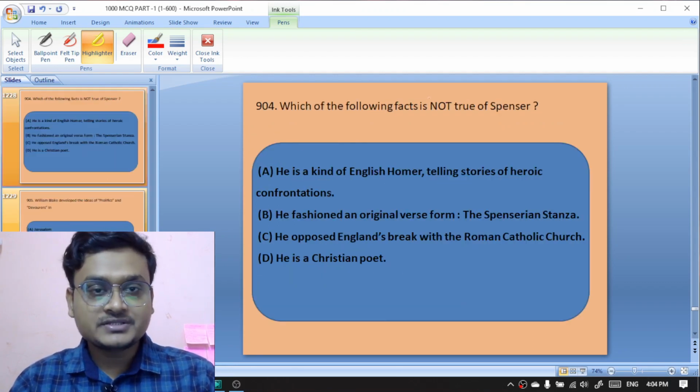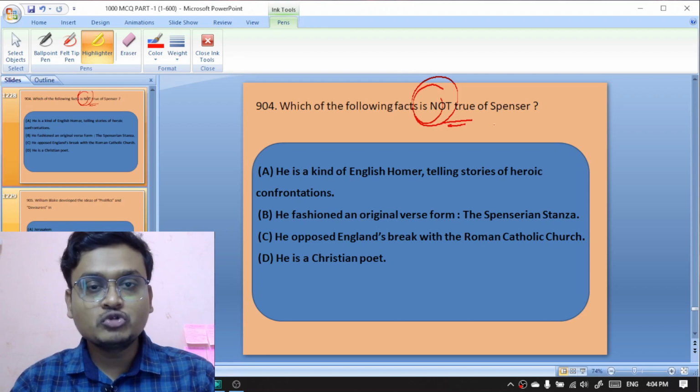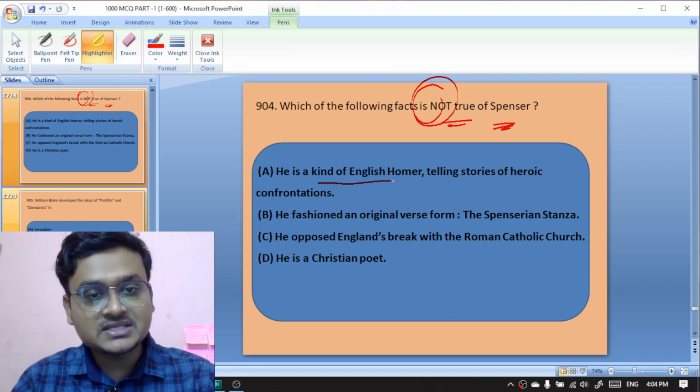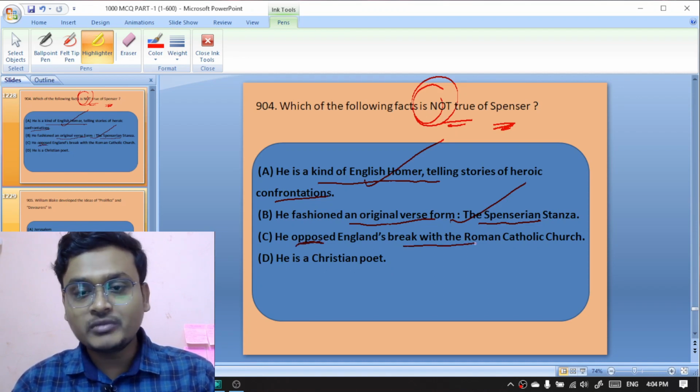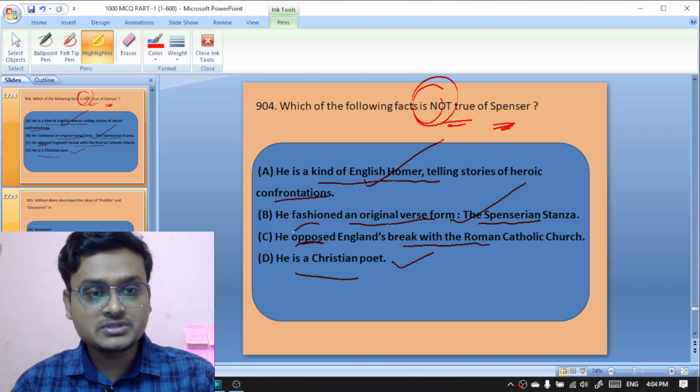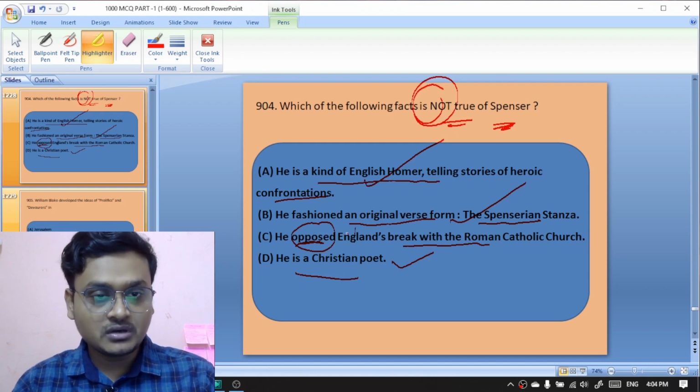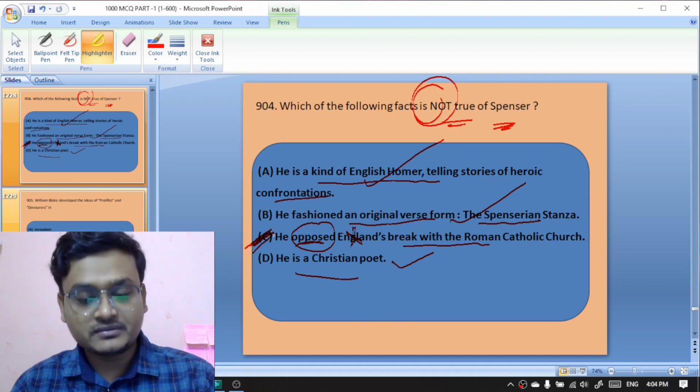Which of the following facts is not true about Spenser? He is a kind of English Homer, telling stories of heroic confrontation. It's true. He fashioned an original verse form, that is the Spenserian stanza. True. He opposed England's break with the Roman Catholic Church, or he is a Christian poet. Yeah, he is a Christian poet, but he did not oppose England's break with the Roman Catholic Church. So this option is not right. Here, which is not true? C is not true. C is the right option here.